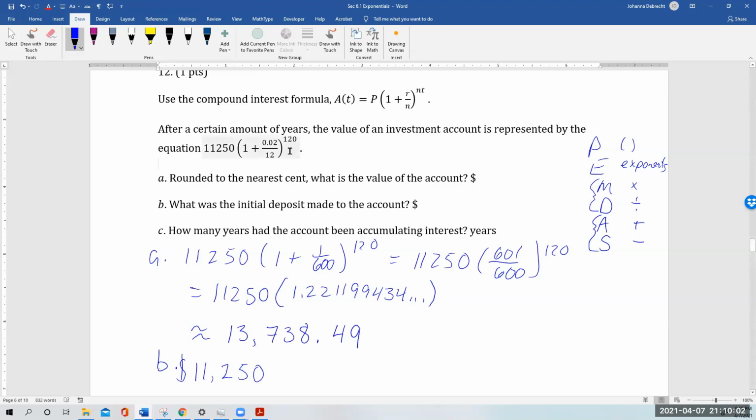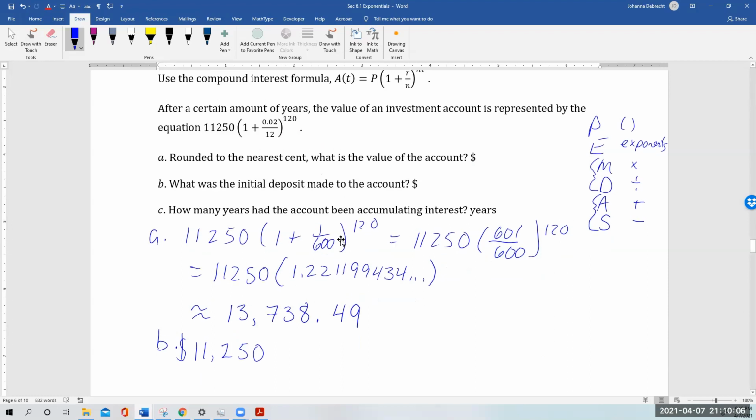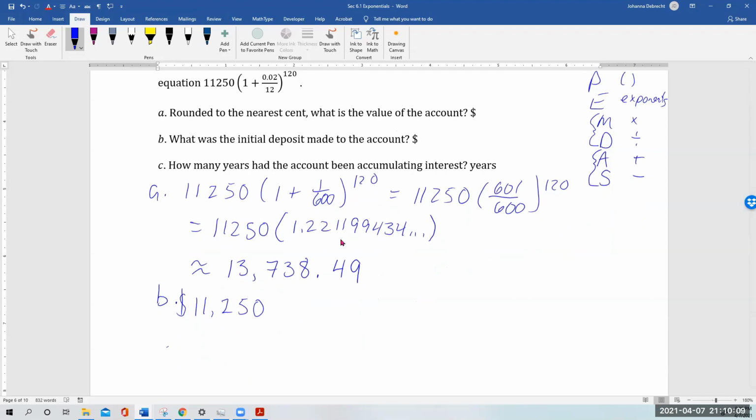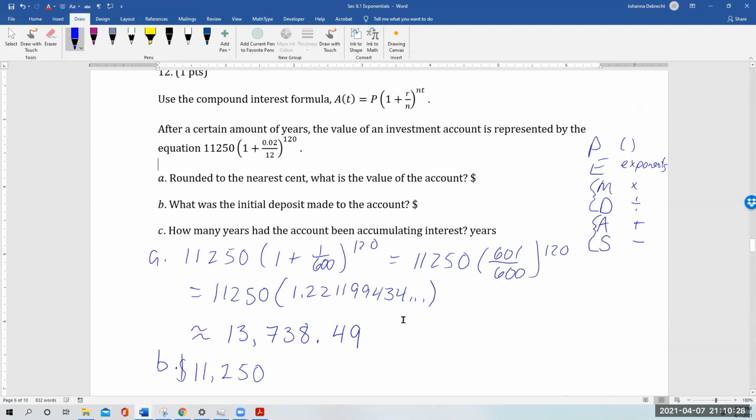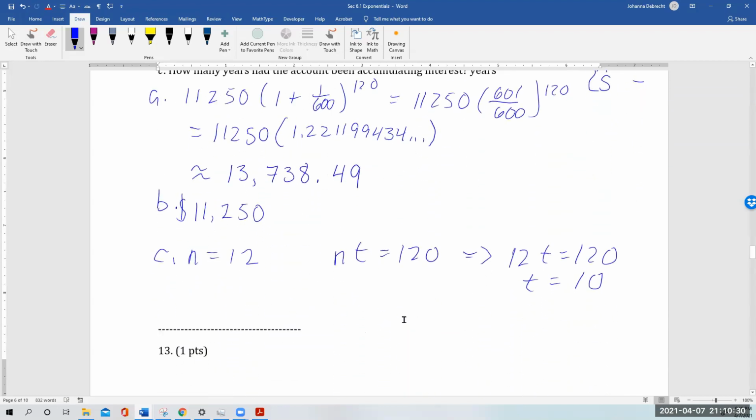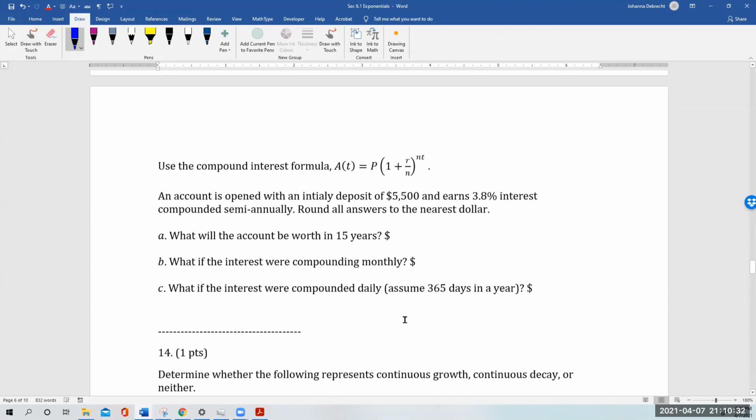We'll take the 120 and divide by 12 to find the number of years. Since I have figured out that n equals 12 and nt is equal to 120, this means that 12t equals 120, which means that t must be 10. 10 years the money has been accumulating. Let's take a look at the next problem.